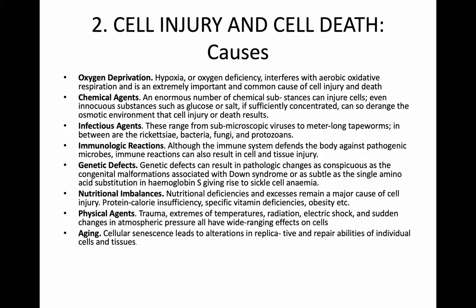It can also be due to chemical agents. An enormous number of chemical substances can injure the cells. Even, for example, innocuous substances like glucose or salt, which are found naturally in our cellular environment, if they're sufficiently concentrated, can so derange the osmotic environment that cell injury or cell death results.